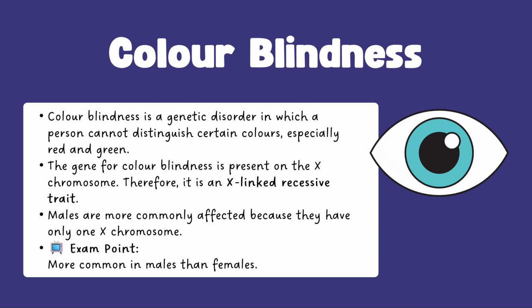Color blindness. Color blindness is a genetic disorder in which a person cannot distinguish certain colors, especially red and green. The gene for color blindness is present on the X chromosome. Therefore, it is an X-linked recessive trait. Males are more commonly affected because they have only one X chromosome.